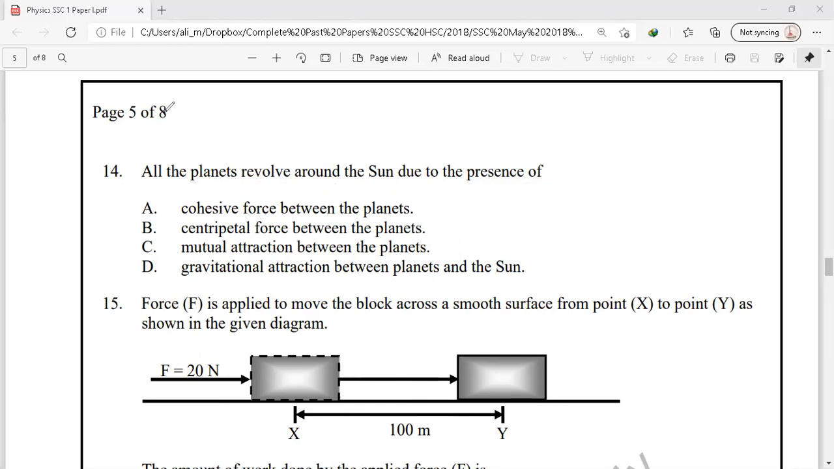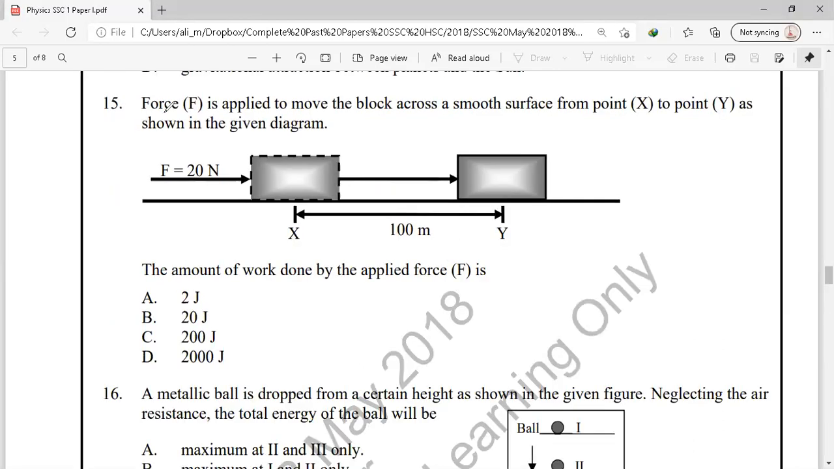We have question number 15, that is from our chapter number 6, work, power, and energy. In this question, we have a body on which we have applied a force of 20 newtons, due to which the body moves from position X to position Y. The displacement covered by the body is 100 meters. What we have to do is to calculate the work done by this applied force.